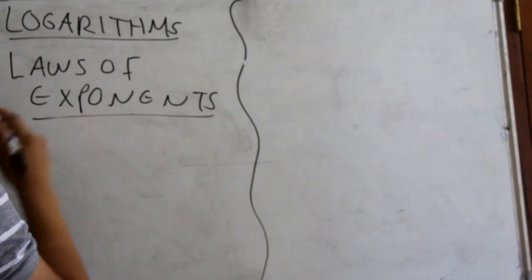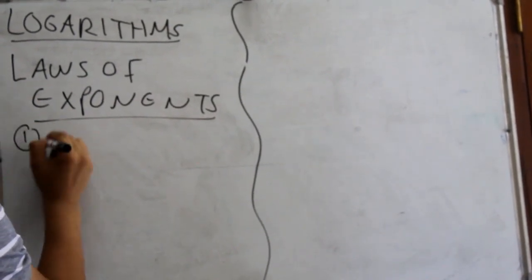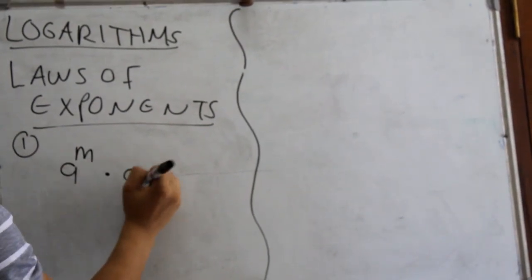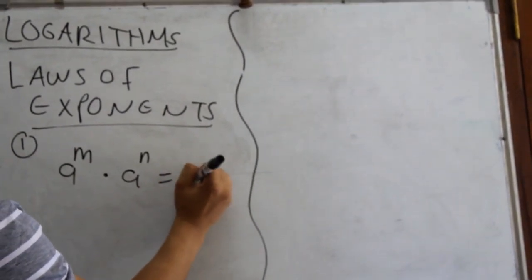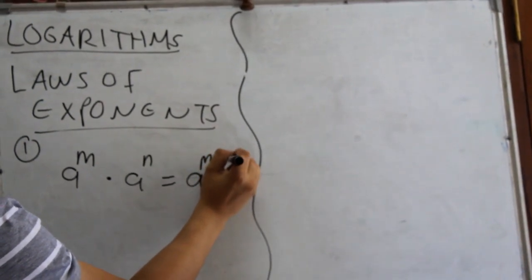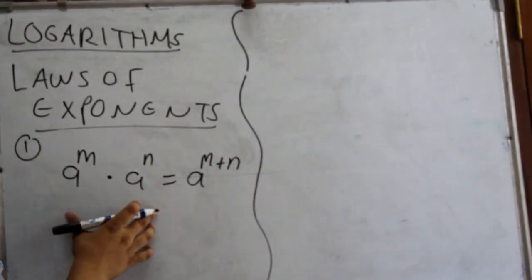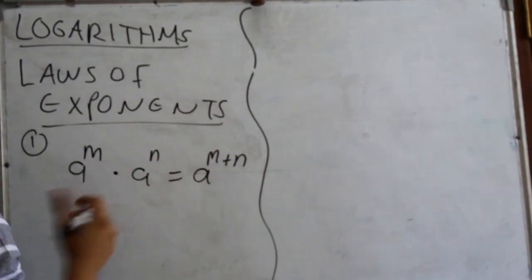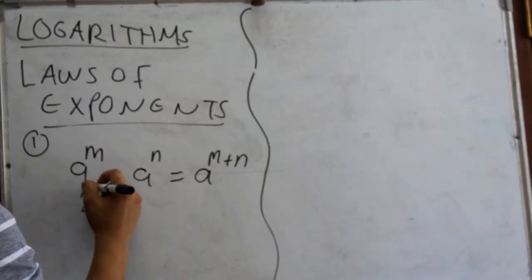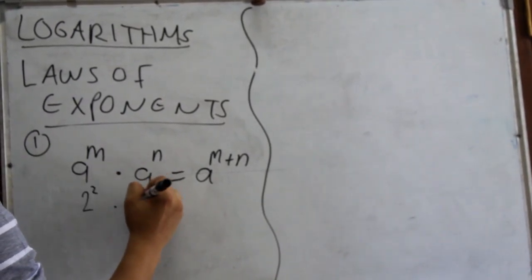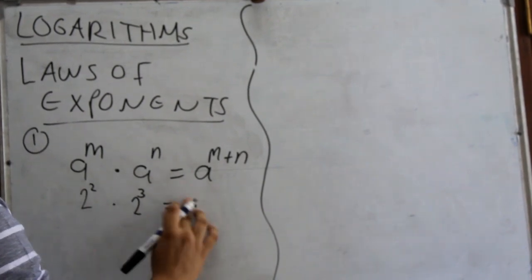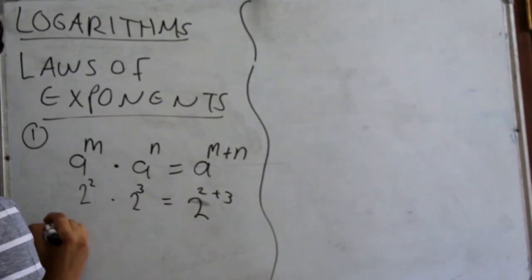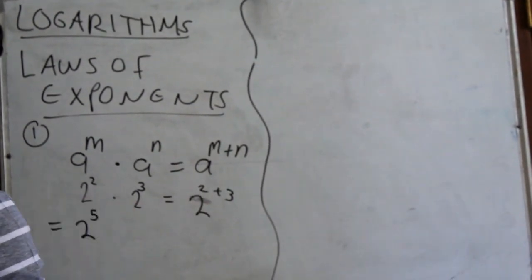And they say, our first one says that if I have a^m times a^n, then I will get a^(m+n). Now this is our first rule. If I have a^m times a^n, I get a^(m+n). It's the same as saying if I have 2^2 times 2^3, then according to the rule I'm going to get 2^(2+3), which is going to be 2^5.